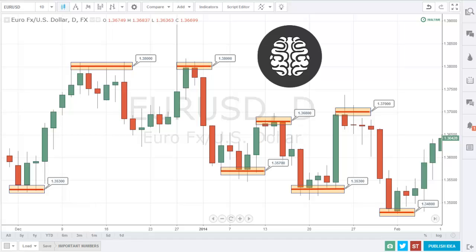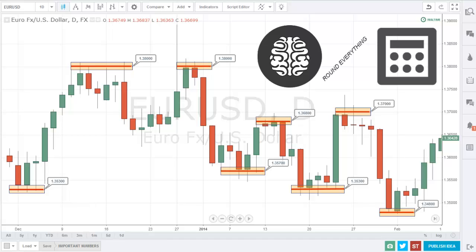The human brain is designed so that it tries to round everything. For example, when you see the price of 1,498, you will try to round it to 1,500, as traders do. Therefore, at these levels, there are a lot of buy and sell orders, which is a real battle between bulls and bears. It works for stocks, indices, currencies, and commodities.